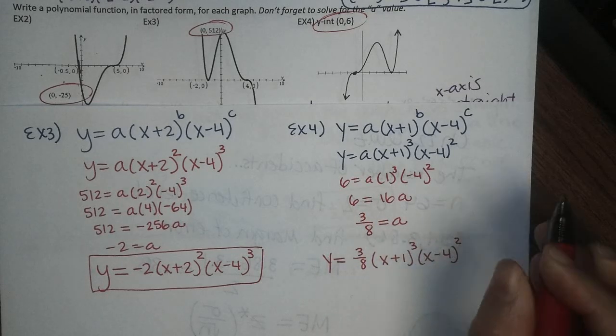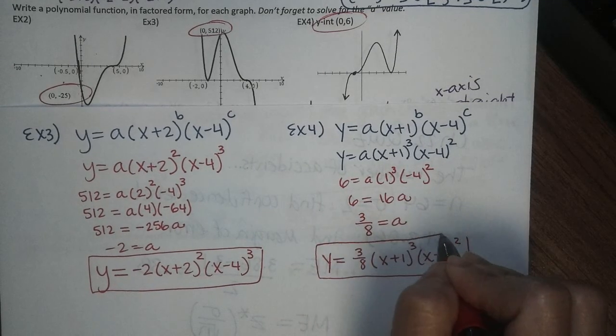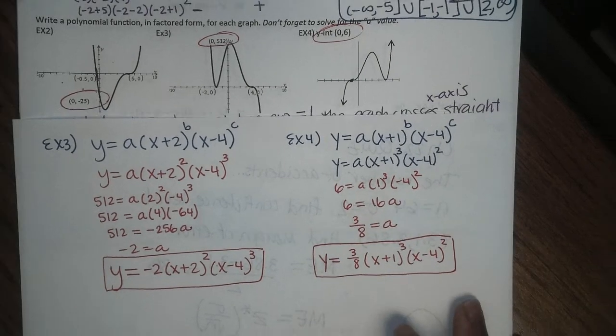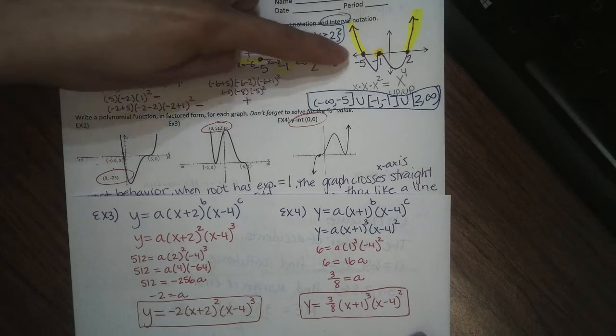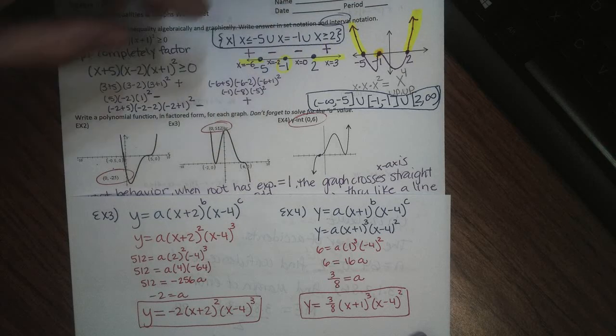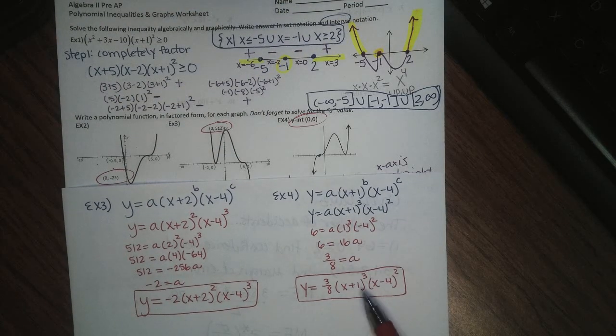Okay, so that's today's lesson. So recap. Make sure you know how to solve a polynomial inequality, either by graphing or by a number line. And then second of all, make sure you know how to write the equation of a polynomial graph. And that's the last thing you'll need for your progressive test. Now go and study.